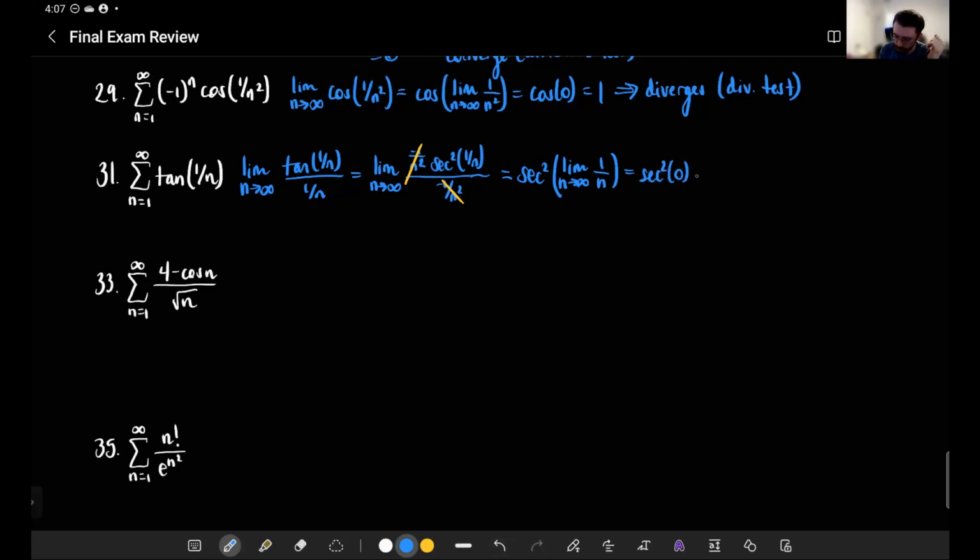Secant is 1 over cosine, so this is 1 over cosine squared of 0. But cosine of 0 is 1. So this is 1. And that's good. That's a finite positive number. That means the two series you are comparing, tangent of 1 over n and the harmonic series, behave the same. So that tells me that my series diverges. And that is by limit comparison.